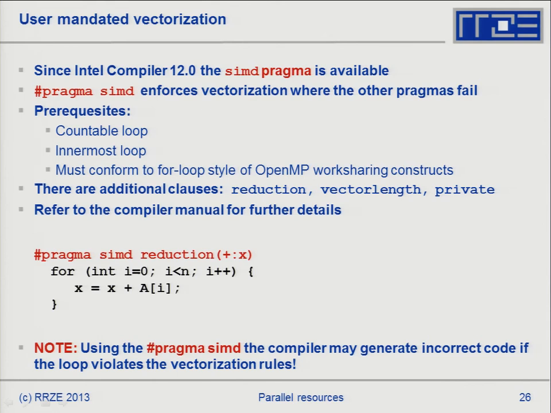Here's how you use it. You use pragma simd in front of the loop to force the compiler to use SIMD vectorization. There are also some clauses that you can use, very similar to OpenMP. For example, reduction(+:x), to tell the compiler I have a SIMD parallel loop with a reduction.